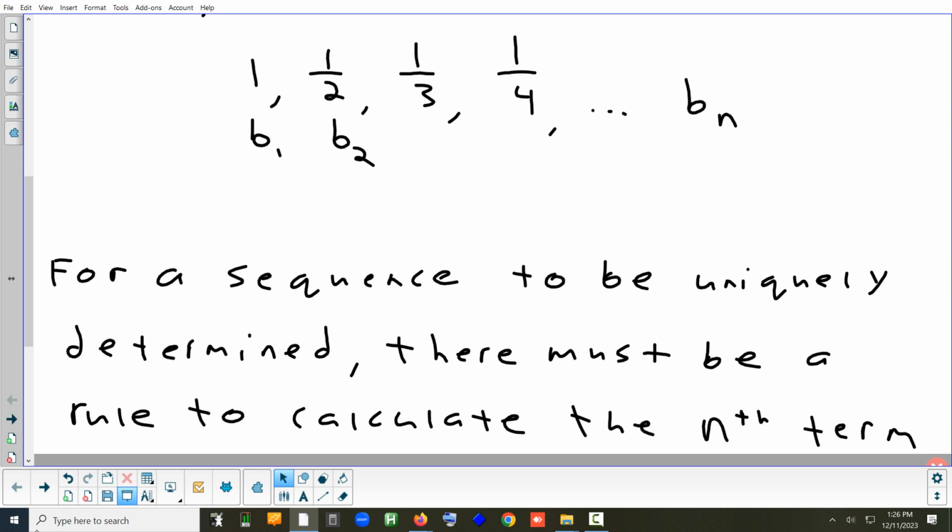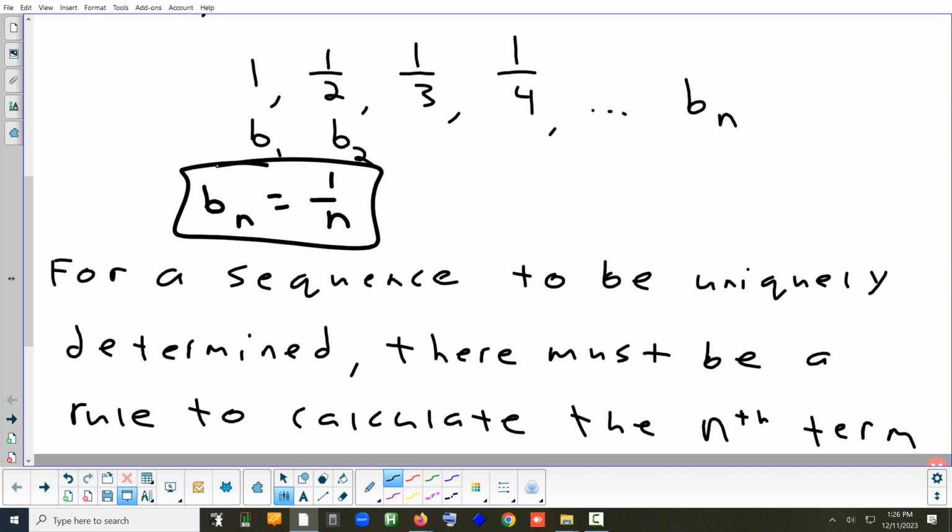Okay, so now in order to have a sequence that is unique, there has to be a formula for finding the nth term. So if I was going to try to find a formula for that sequence up above, I would say it's this. That's the formula. If you want to know the 3rd term, do 1 over the number 3. If you want to know the 4th term, 1 over 4. The 600th term, 1 over 600. So it's a very simple formula, but you can just plug in a number, and it'll tell you what the term is at that number.